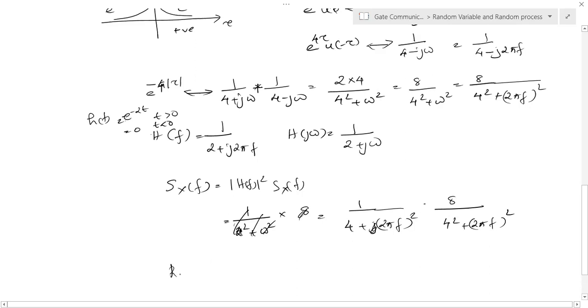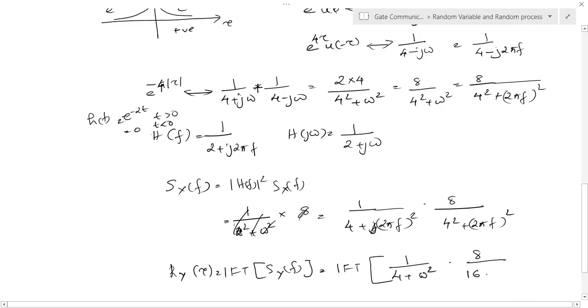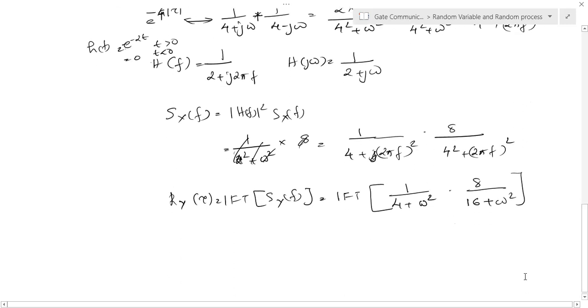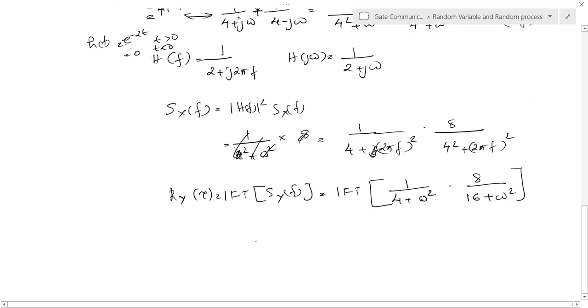Now we need to calculate the autocorrelation function of the output. So it's simply the inverse Fourier transform of Sy of f. So you need to take the inverse Fourier transform of this particular quantity. For simplicity I will write omega here instead of 2 pi f. So omega square into 8 by 16 plus omega square. So now we need to take the partial fraction here.